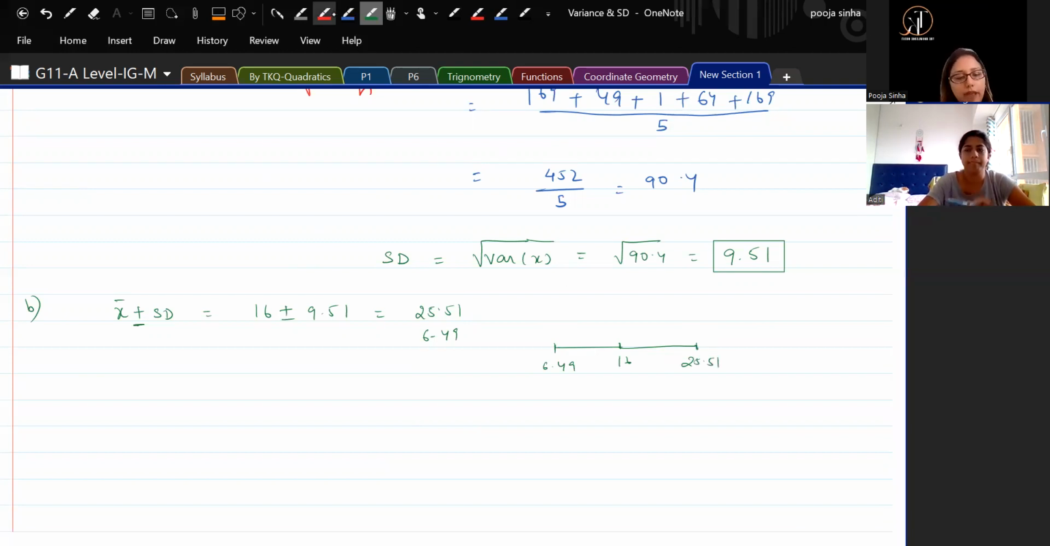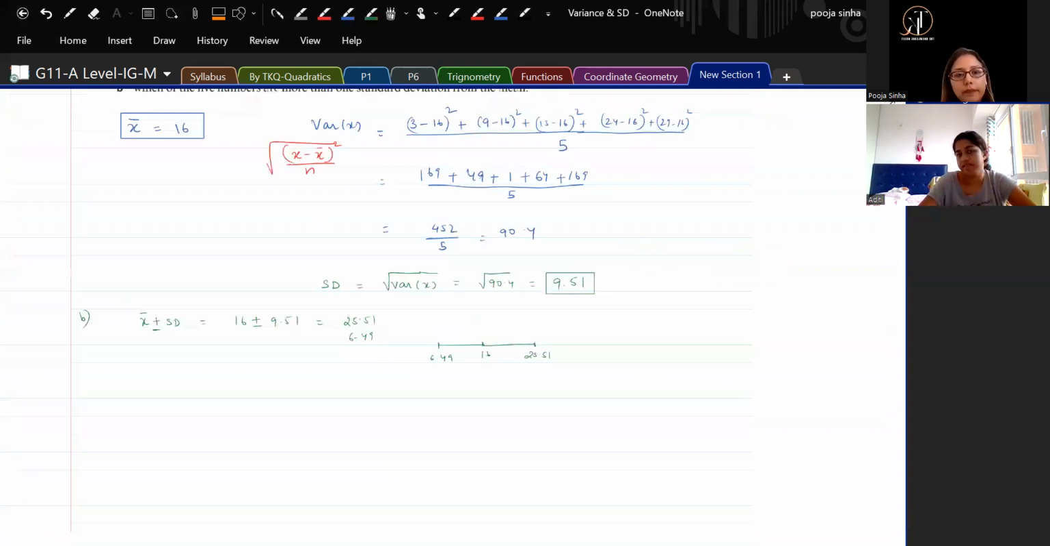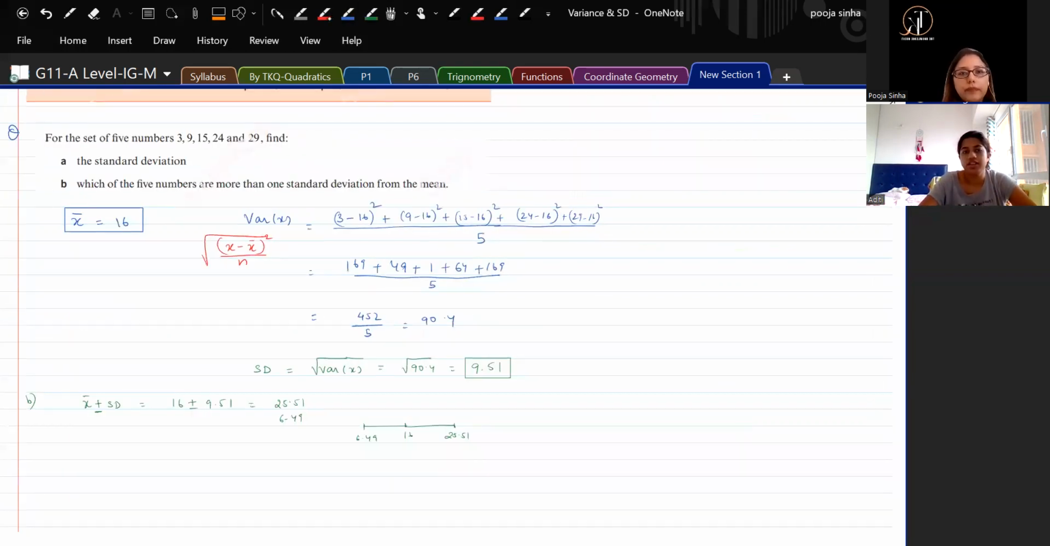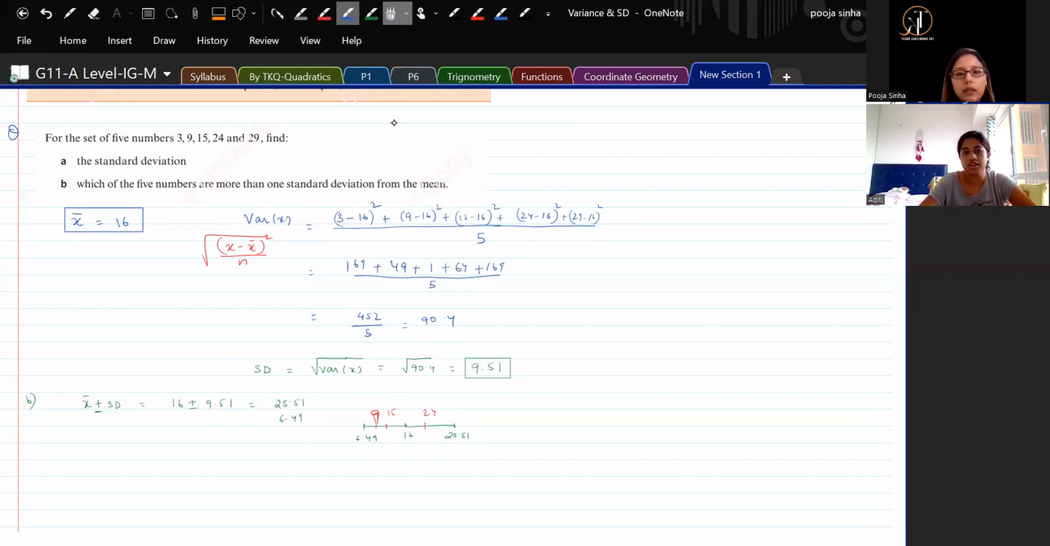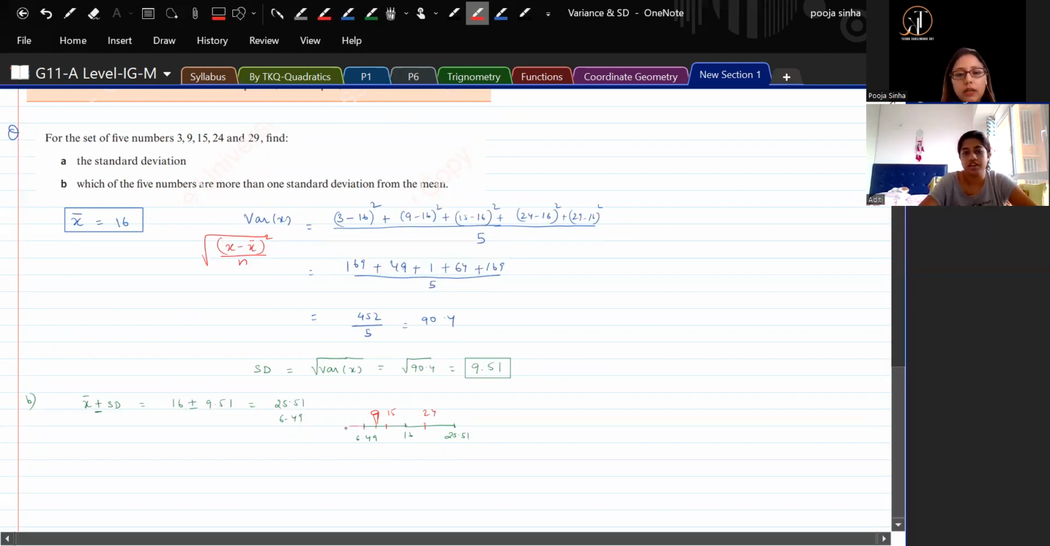Now which of the remaining numbers are there? One number, I think it should be mostly closer to 24, because if you see the difference 24 to 29. 9 will be in this. 9 will be here. 15 will be in this, between 6.49 and 16. 24 will be here. But which numbers will not be inside this? The numbers which will not be there: 3 will not be there, and 29 will not be there.